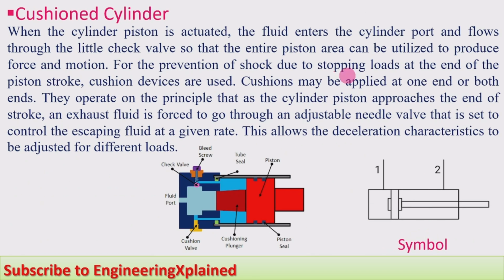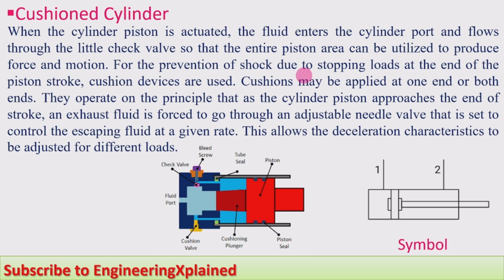The last one is the cushioned cylinder. When the cylinder piston is actuated, the fluid enters the cylinder port and flows through the little check valve so that the entire piston area can be utilized to produce the force and motion. Here, during the extension, the entire piston is used for its force and motion.